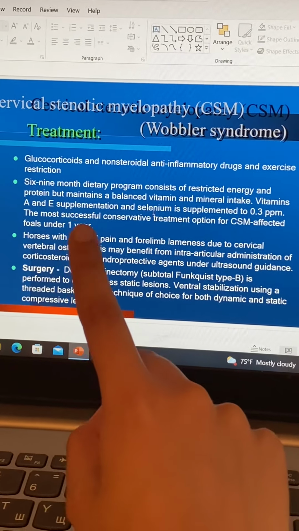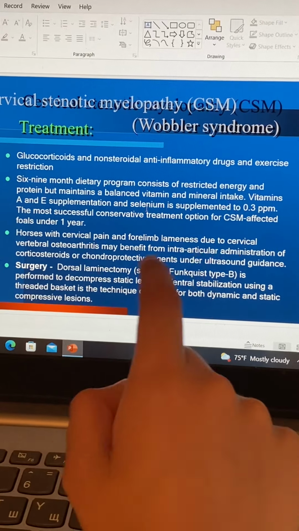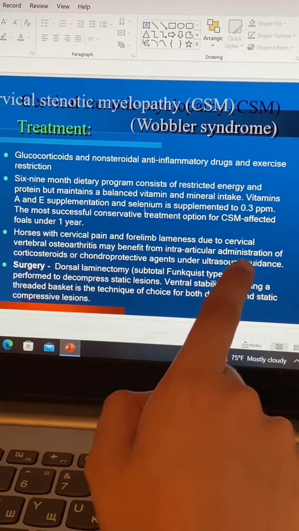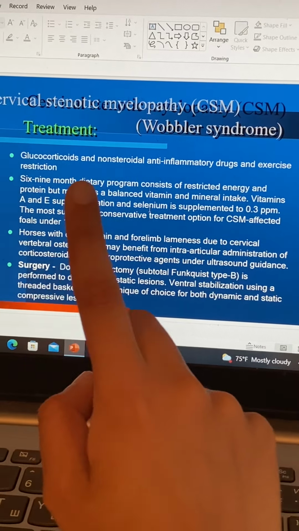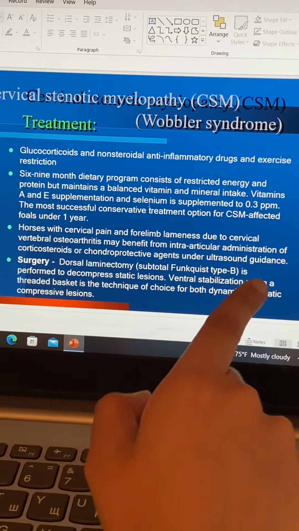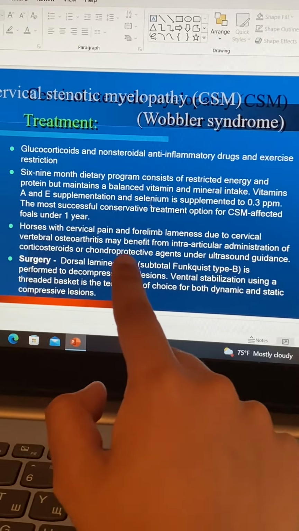It's the most successful for those under 1 year old. Horses with neck pain and forelimb lameness because of, let's say, osteoarthritis, will benefit from intra-articular administration of these drugs I mentioned before, corticosteroids, sorry, those are glucocorticoids, or chondroprotective agents under ultrasound guidance. I remember one of the chondroprotective ones was hyaluronic acid.